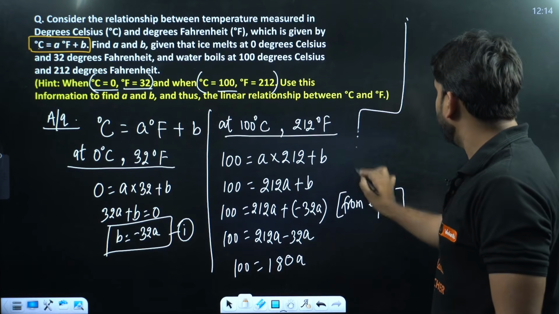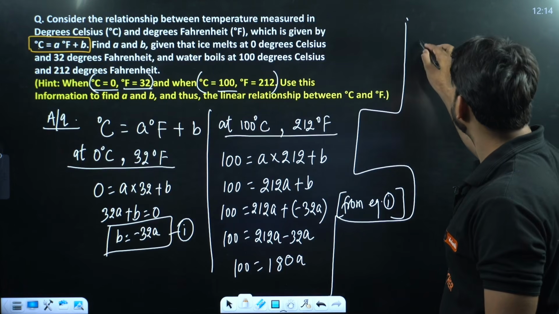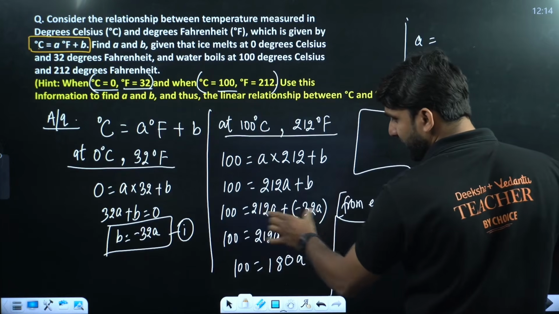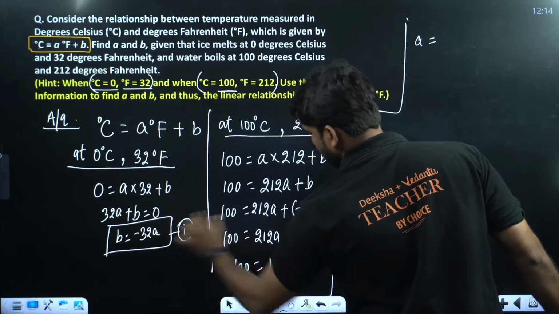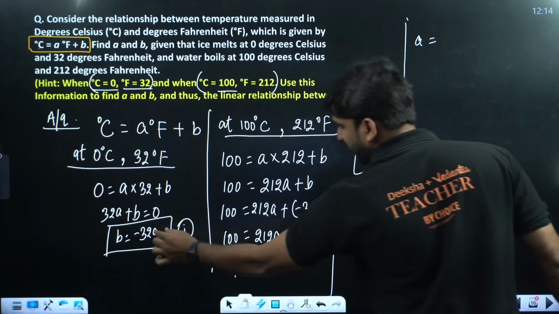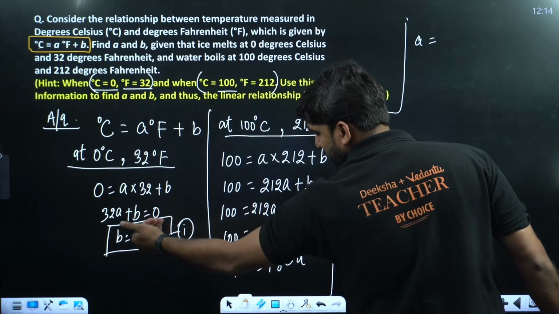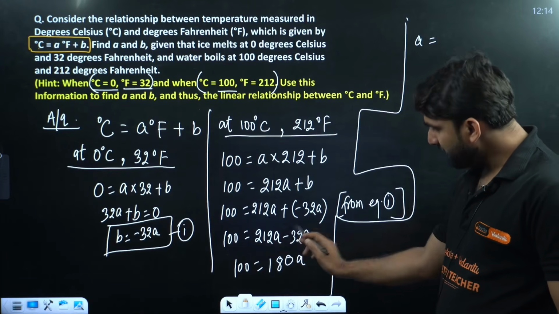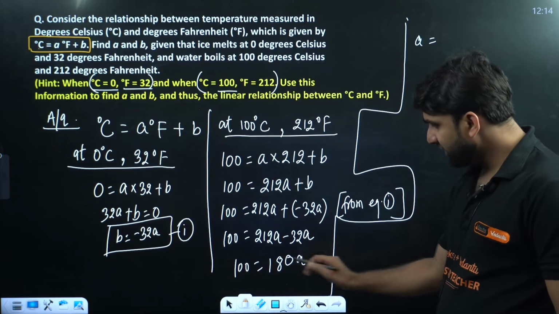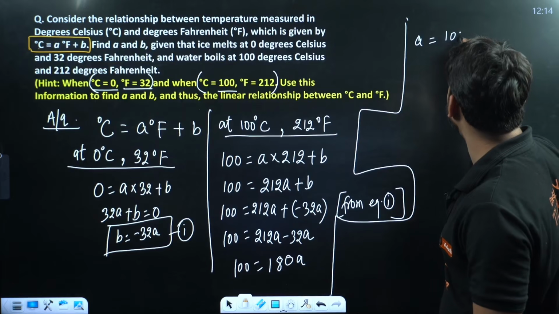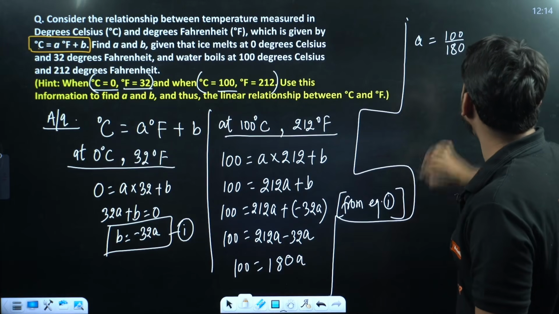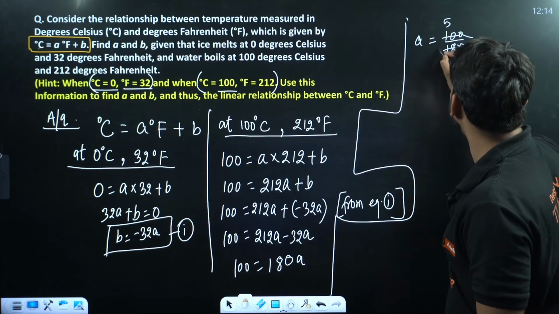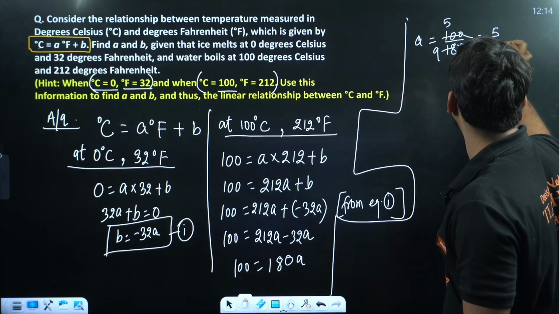So what will be A here? A will be equal to, I hope you are getting my point. This is 100 already, and 200A, and in place of B we have used minus 32A because we got the relationship between B and A in equation number 1. So on putting B as minus 32A, 212 minus 32 will be 180. Can you see here? And now A will be equal to 100 divided by 180. Let's solve this. 0, 0 cancel. So this is 5 tens are 10 and this is 9 twos are 18. So this will be equal to 5 by 9.